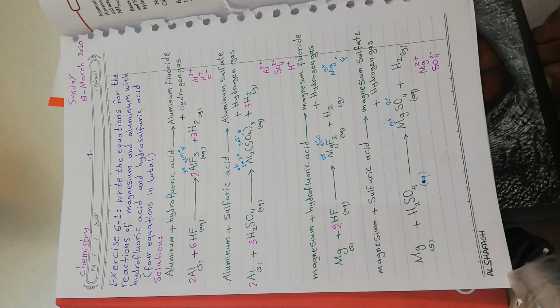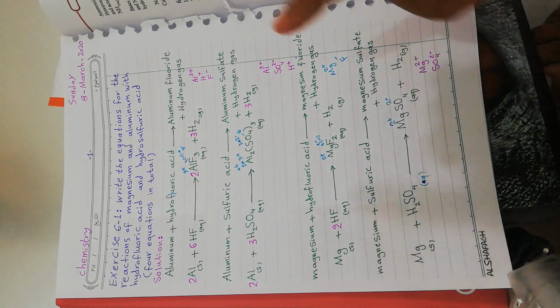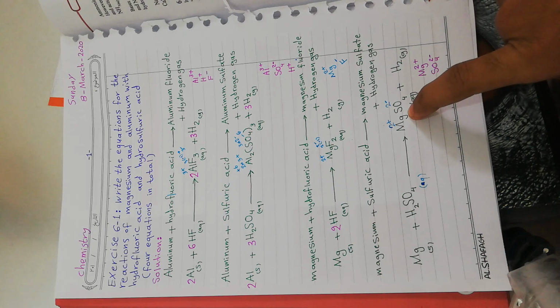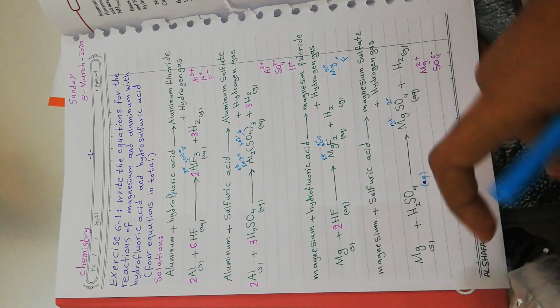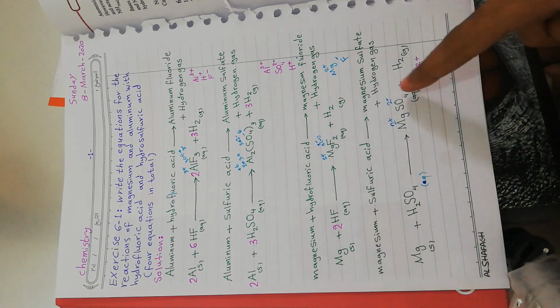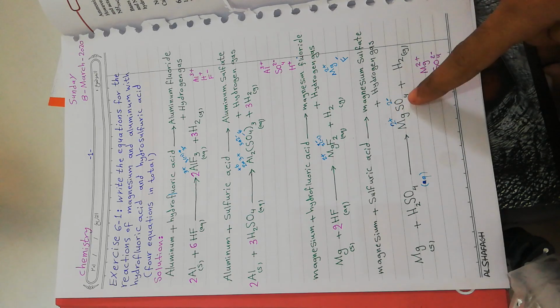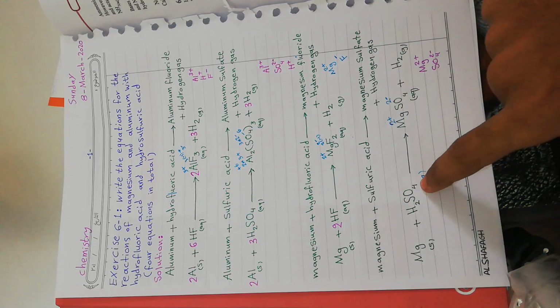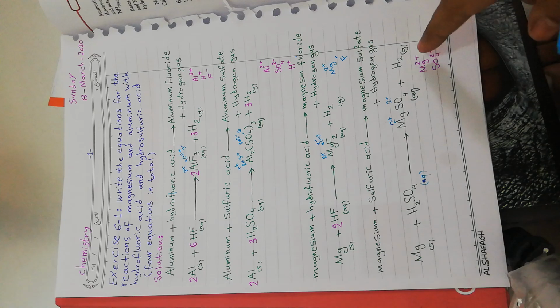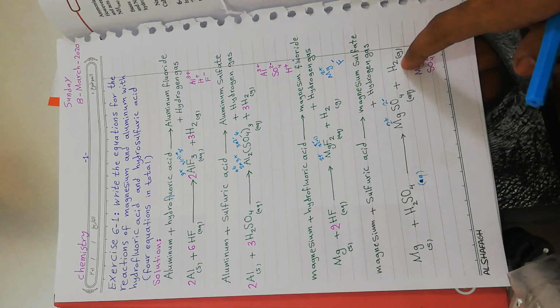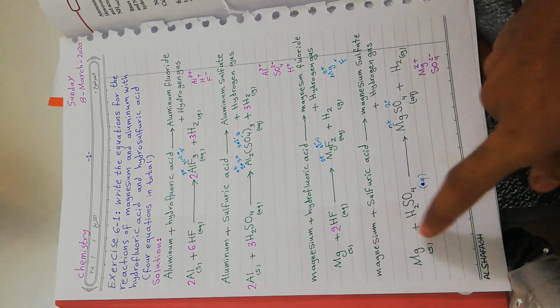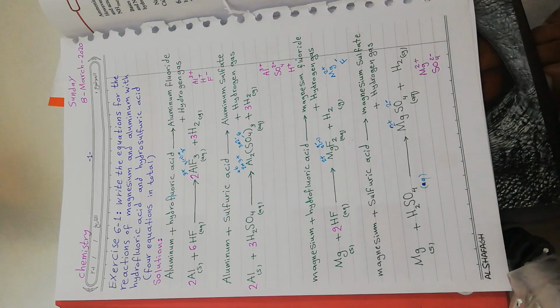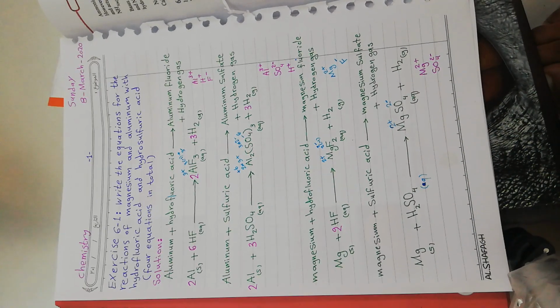So this compound is balanced. How many magnesium here? 1. How many magnesium here? 1. Balanced. How many sulfate ion here? 1 sulfate ion, and 1 sulfate ion here. Balanced. How many hydrogen gas here? H2, 2 hydrogen. How many hydrogen gas? H2. So this equation doesn't need balancing because it's balanced itself.